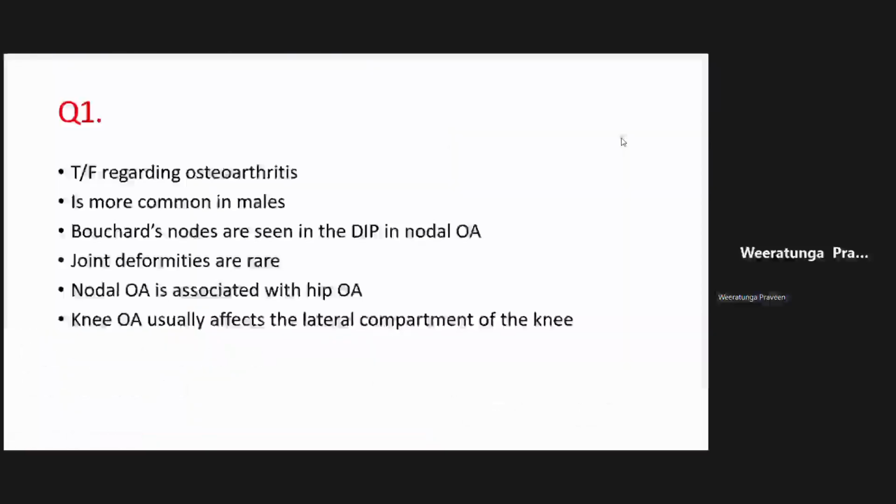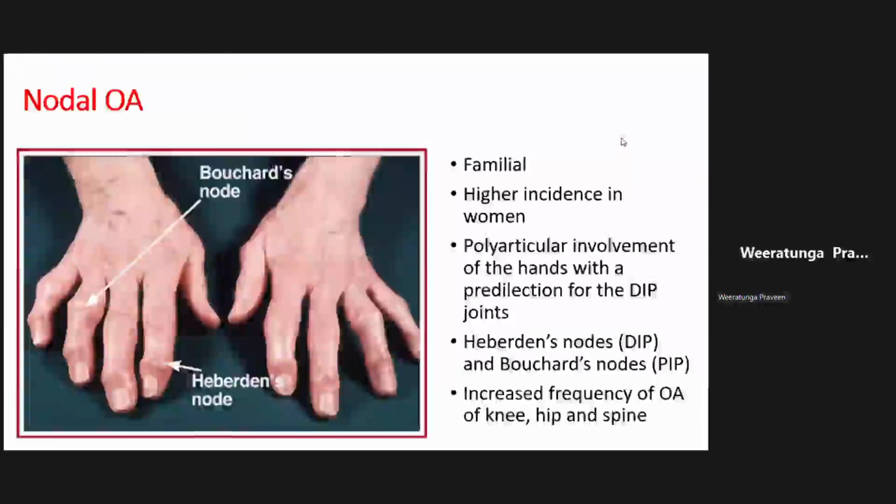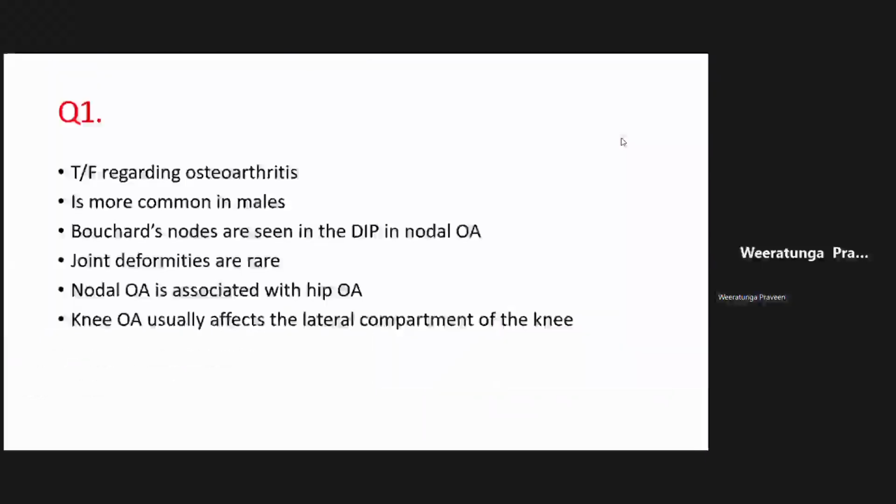So let's go through this now. More common in males? Bouchard's nodes are in the proximal interphalangeal joint. Joint deformities are rare in osteoarthritis? You can get joint deformities, even in the fingers in nodal osteoarthritis and in the knees as well. There's no doubt about that. And we already talked about nodal osteoarthritis being associated with other types of osteoarthritis like hip and knee osteoarthritis.